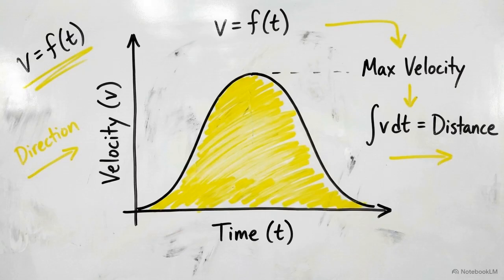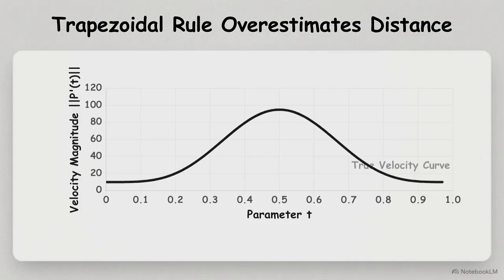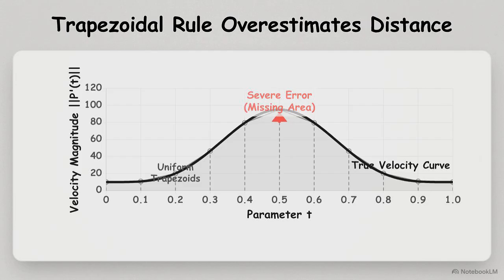The first step is to approximate the area under the velocity curve to find the distance. This line graph maps the continuous velocity magnitude on the y-axis against the parameter t on the x-axis. Basic trapezoidal integration slices this area uniformly. This is computationally inefficient, creating jagged error gaps and severe overestimations at the steepest peaks.